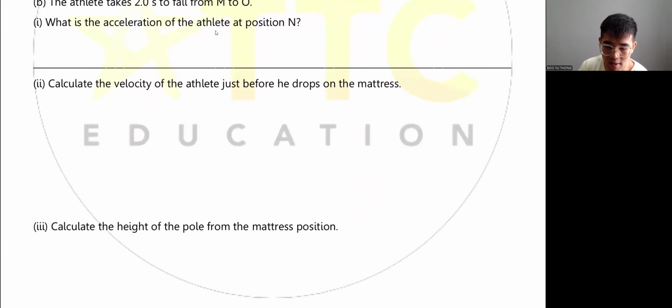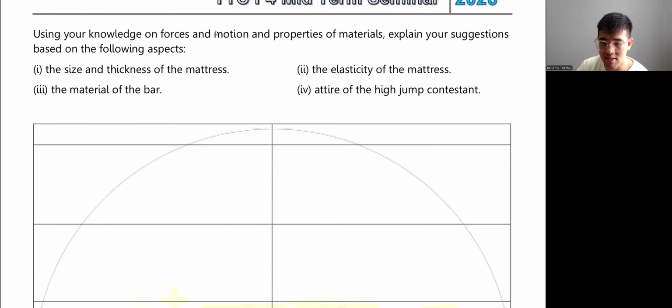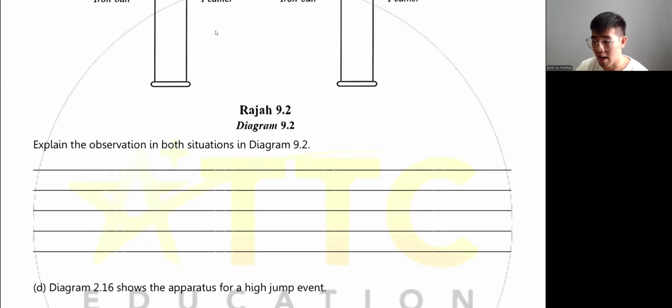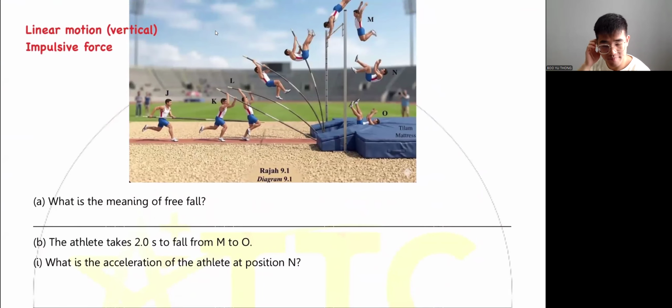At the end, later, you will see one. They didn't ask you to calculate impulsive force, but in the essay they ask about the size and thickness of the mattress. Remember last time when we discussed, we said the mattress had to be thick so that it can absorb and reduce the impulsive force. But first, let us answer this question.